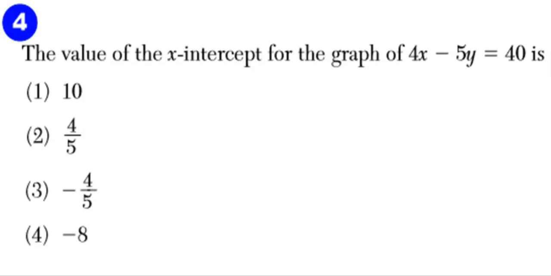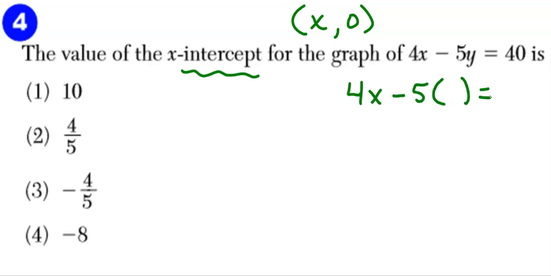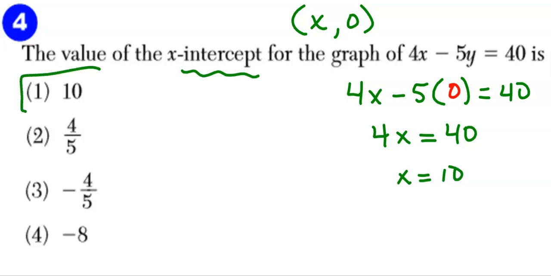Number 4 asks you to find the x-intercept of this graph, and an x-intercept has a y-coordinate of 0. Which means that if you have an equation, you can replace that y value with a 0. Anything that's multiplied by 0 is 0, so that leaves us with this statement, and that means that x is 10.